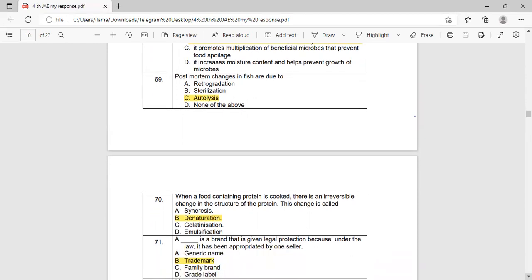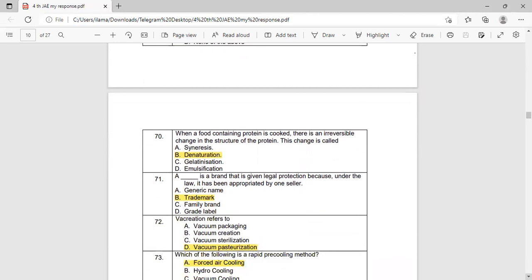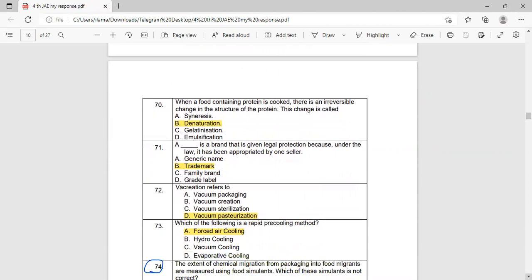Next one, a trademark is a brand that is given legal protection under the law and has been approved by one seller. Recreation is also referred to as vacuum pasteurization. Next one, forced air cooling is a rapid cooling method.